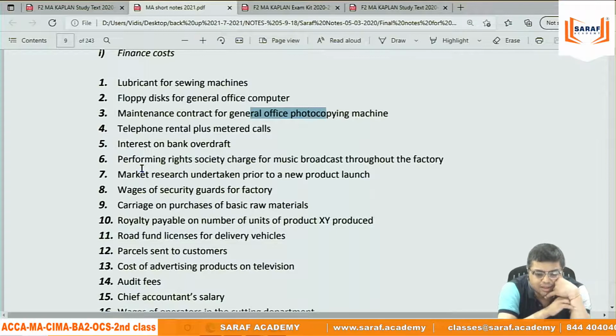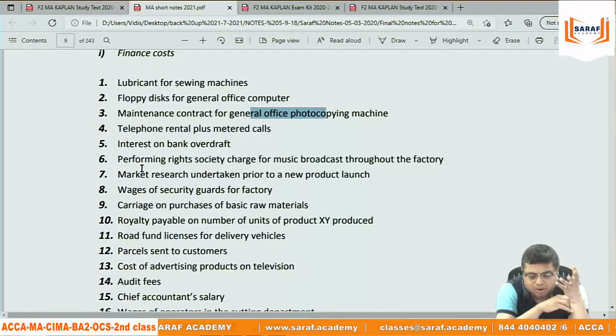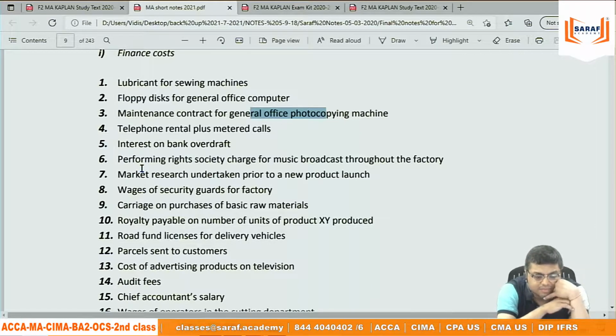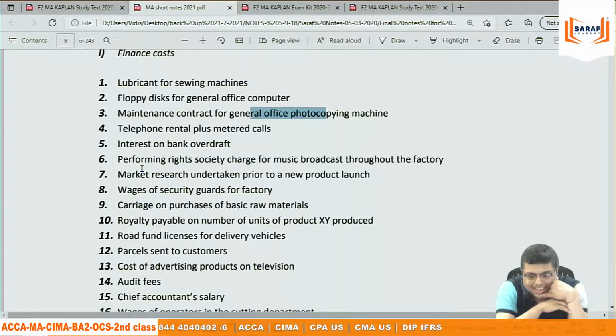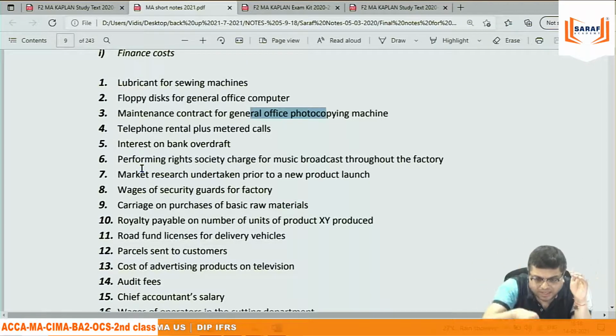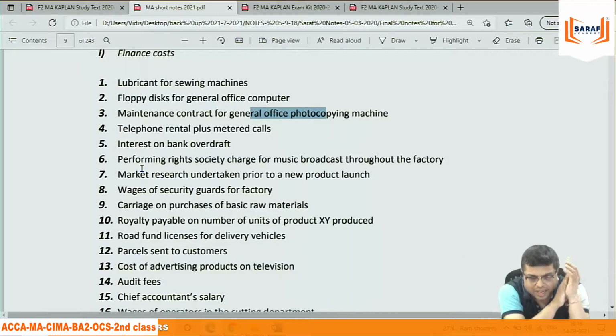Indirect. Actually, it is using the word factory, so it looks like indirect. But if it is for marketing purpose, then it is marketing. Yes, music has no relationship with the production. I am also thinking along those lines. There are two things merged here. One is society charge for music throughout the factory. I will say this is marketing. In place of indirect expense, it should be said as marketing.